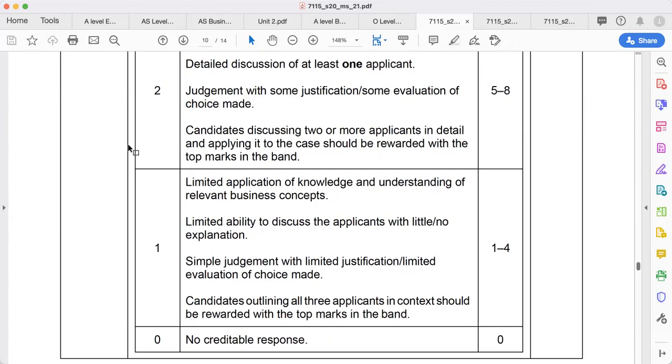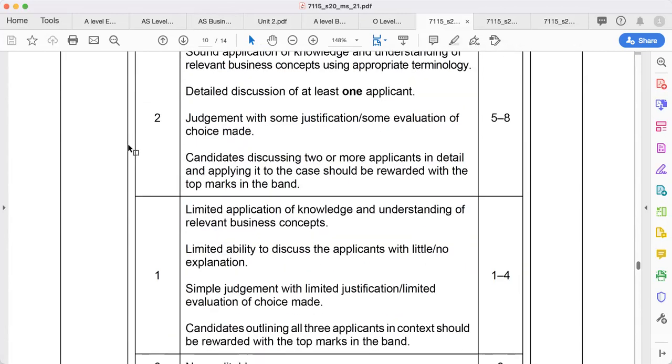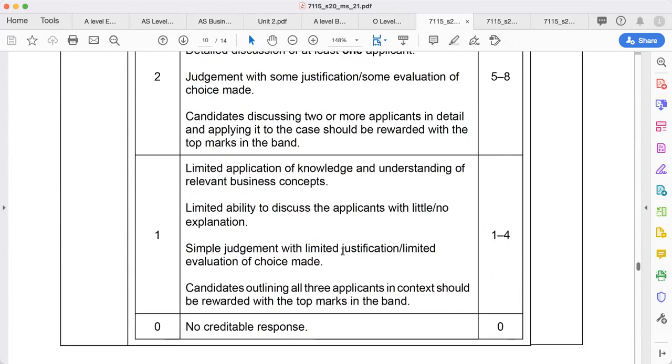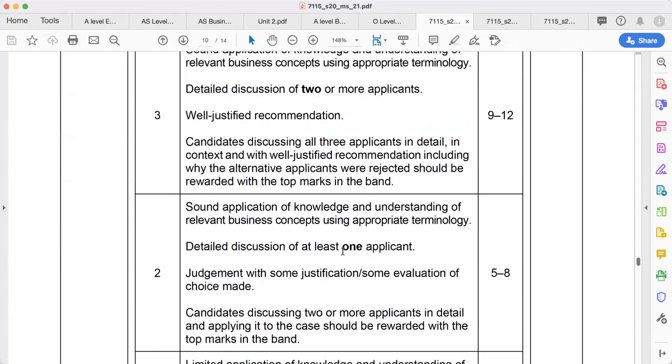For example, he has given an example: a candidate outlining all 3 applicants in context should be rewarded with the top marks. Okay, ji. Coming, 4 marks will be given if the candidate has at least applied the candidates, all of them who have applied for the job, with the relevant data.